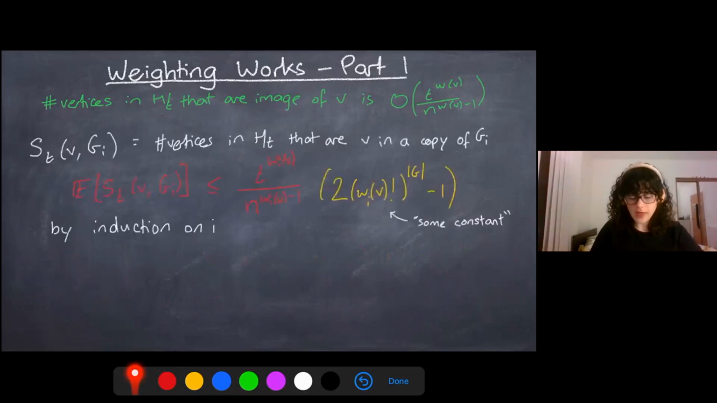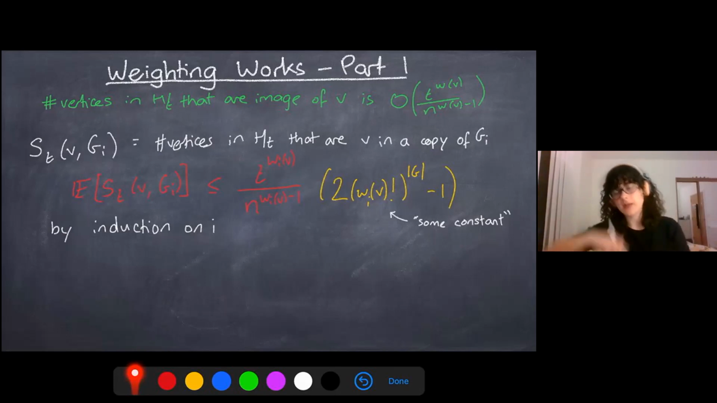So how do we prove that? Well, we have this function that is the thing I said it's going to be. It's going to be the number of vertices in our random graph that are a copy of v within a copy of Gi. So there's all these parameters. Gi is like the graph G with the first i edges in it. So G0 has no edges and G1 has the first edge, and so on.